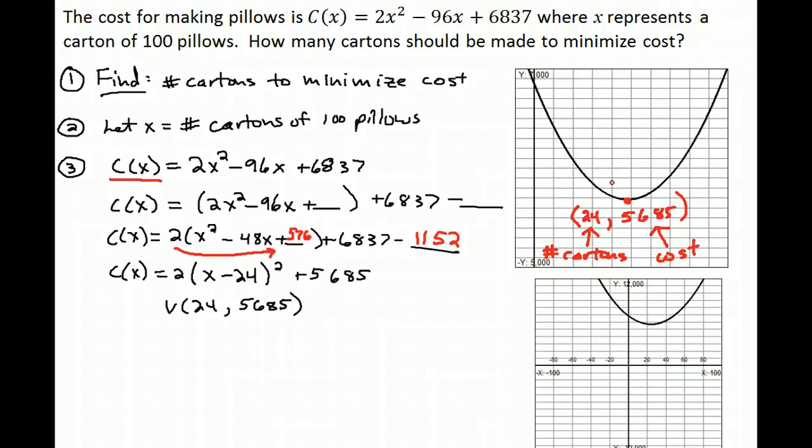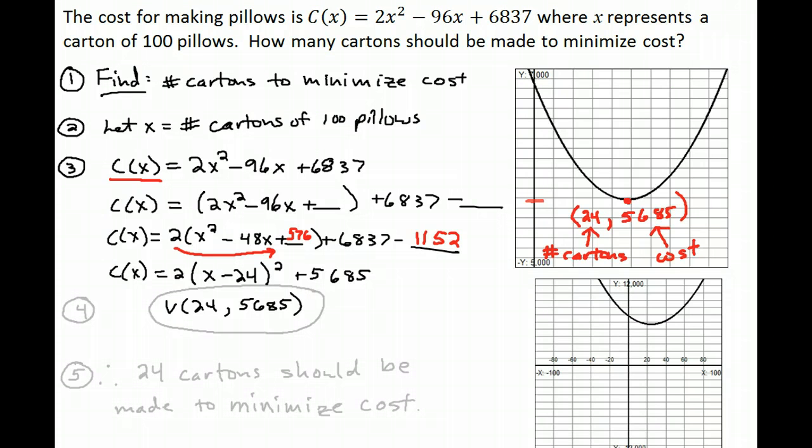Now, as a business person, I want to find the spot along this parabola where the cost is the very lowest it can be, which would be right here. Anything else that I produce is going to have a cost that's above that. So to minimize costs, I'm looking for this vertex right here. So now I can go ahead and write my conclusion after I write my solution. Therefore, 24 cartons should be made to minimize cost.